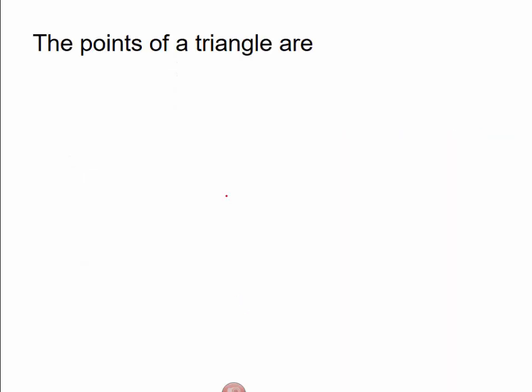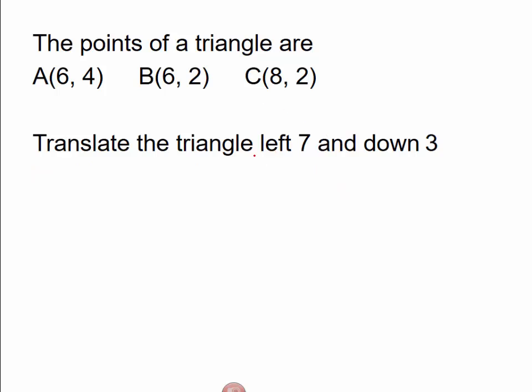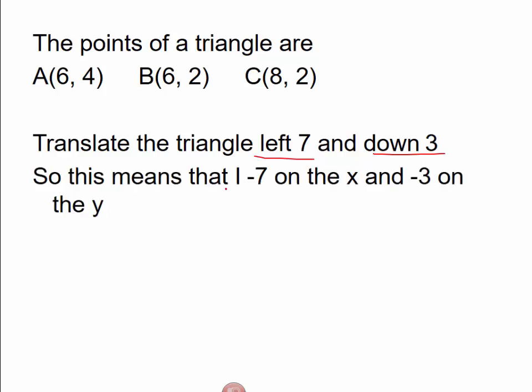So now let me show you what I mean when I'm talking about rules. If I wanted to plot the points (6, 4), (6, 2), and (8, 2), and translate them left 7 and down 3, my motion rule would be I go minus 7 on the x and minus 3 on the y, because left is minus and down is minus. So my rule becomes (x minus 7, y minus 3).